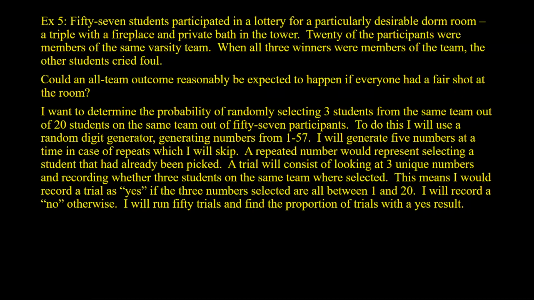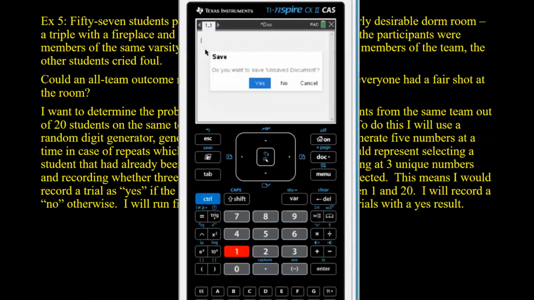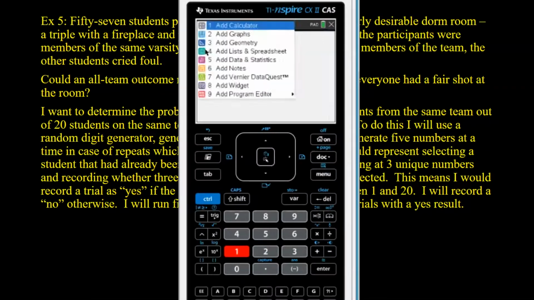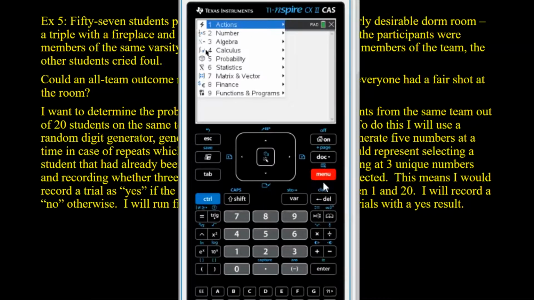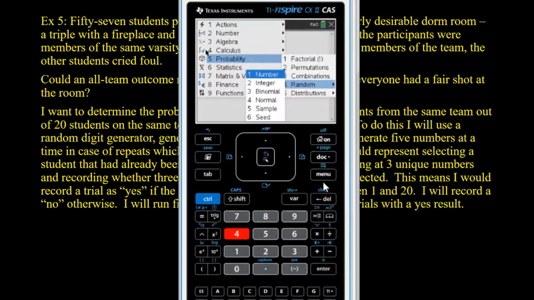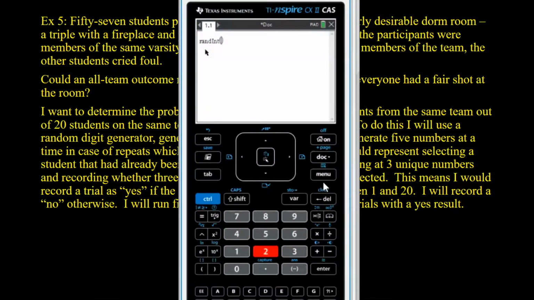So how I'm going to do this is I'm going to go to the calculator. From the home screen, I'm going to do a new document, and I'm going to do a calculator page. Then we select Menu, Probability, Random, and we want Random Integer, not Random Number. Random Number gives you decimals, so I want a random integer. And then we have to put in our values that we want. I need to tell it what numbers to select and how many to select.